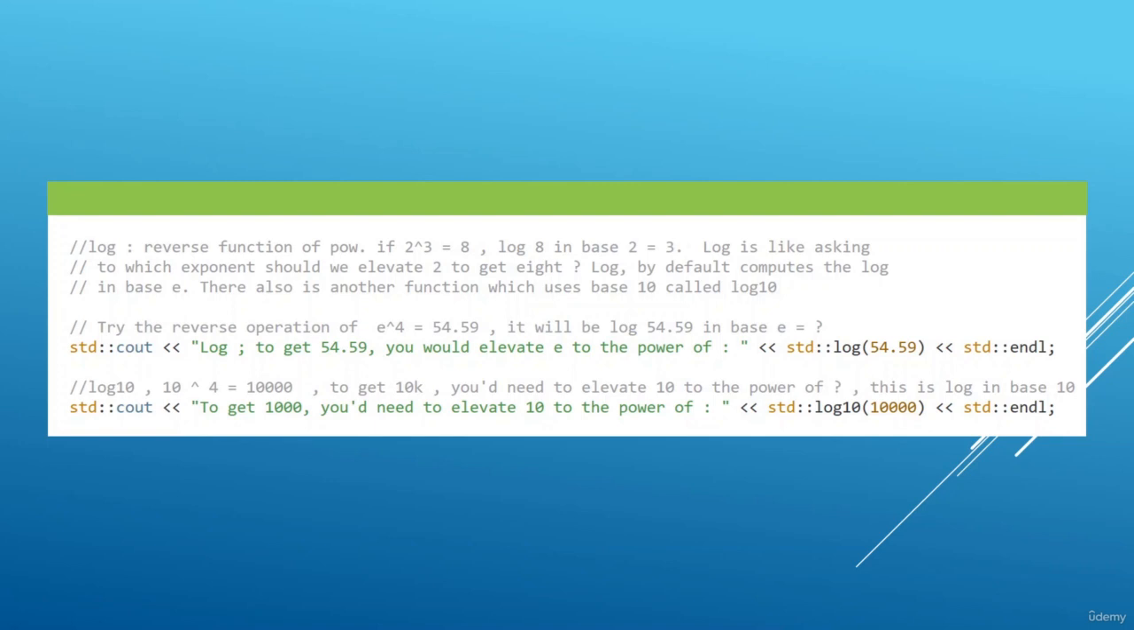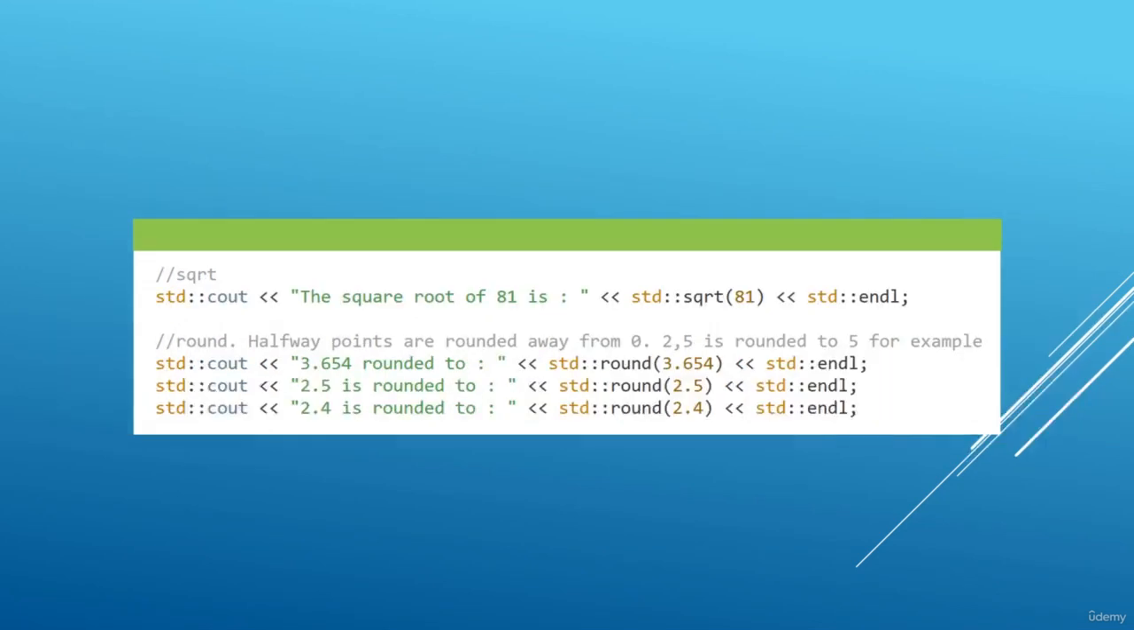We also have a special function that is going to do the same thing, but in base 10, and this is going to be easier to understand. For example, here we are computing log10. So what we are really saying is to which power should we elevate 10 to get 10,000? And this is easy because the answer is 4. 10 to the power of 4 is 10,000. I really hope this makes sense. We also have a square root function we can use.